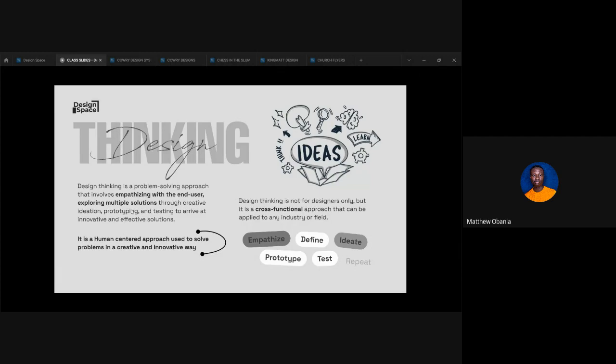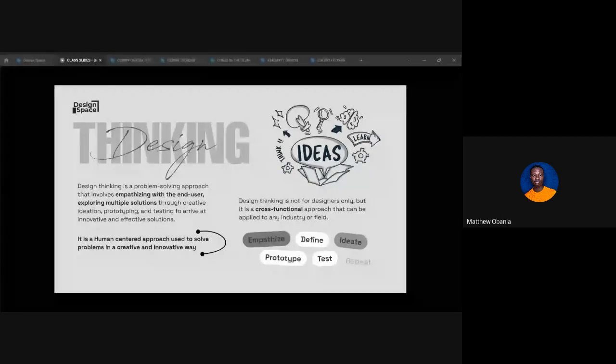When I mean empathizing with the end user, it means you have to keep the user in mind. There's this thing I always mention: whenever you are creating a product, you are not creating it for yourself. Whenever you are making a flyer for an event, you are not making it for yourself. If you like the flyer but it is not attracting people to that event, it has failed. So you have to put the people you are attracting in mind. That is the user. That is what design thinking is all about.